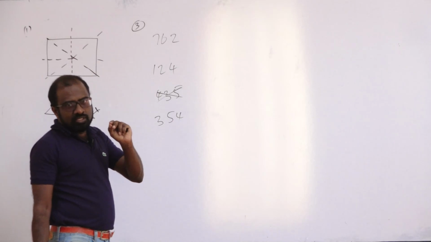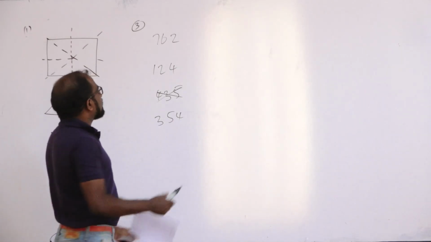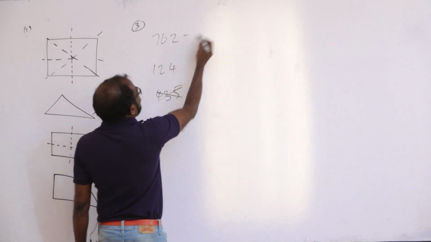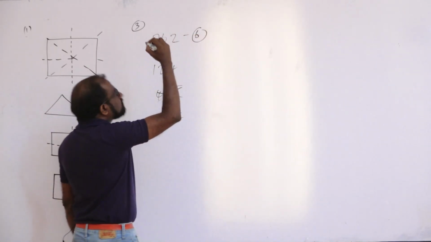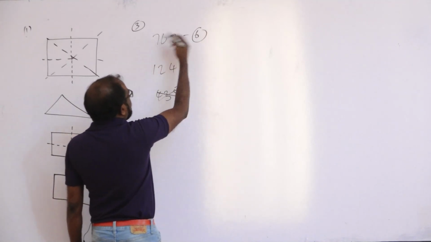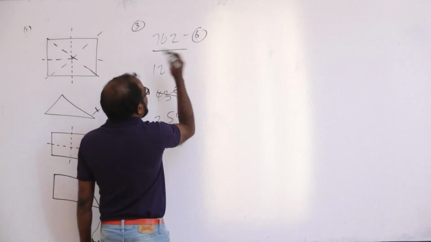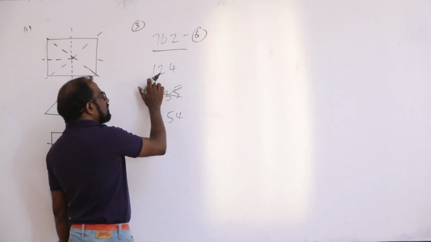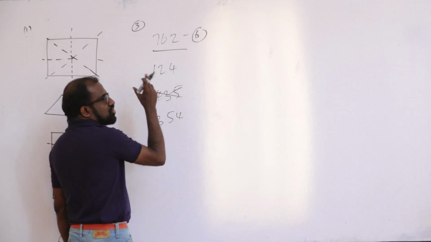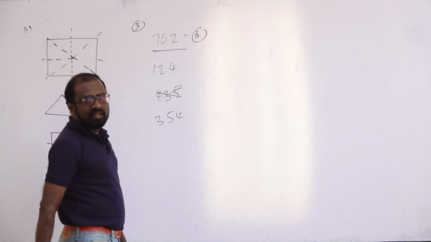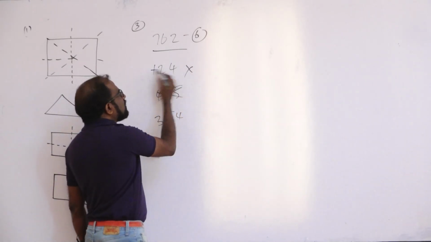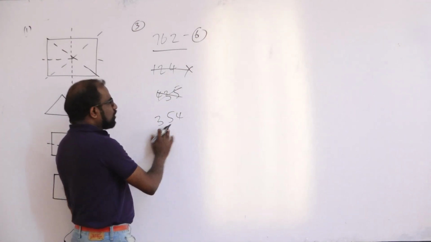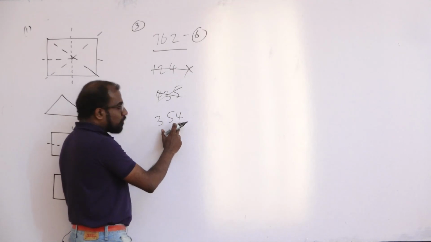Check the divisibility of 3. We have to get the digital root. For 762: 7 and 2 is 9, 9 and 6 is 15, 15 and 1 is 6. The digital root is 6, so you can divide by 2, by 3, and by 6. For 124: 2 and 1 is 3, 3 and 4 is 7. Digital root 7, you cannot divide by 3, so you cannot divide this number by 6. You can divide it by 2 because the last digit is 4.